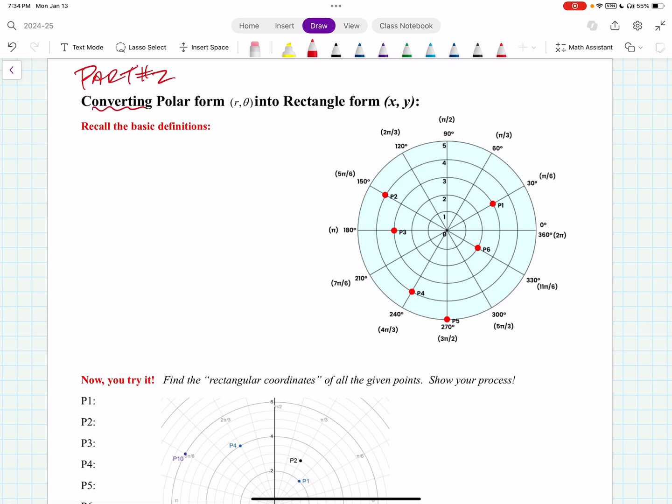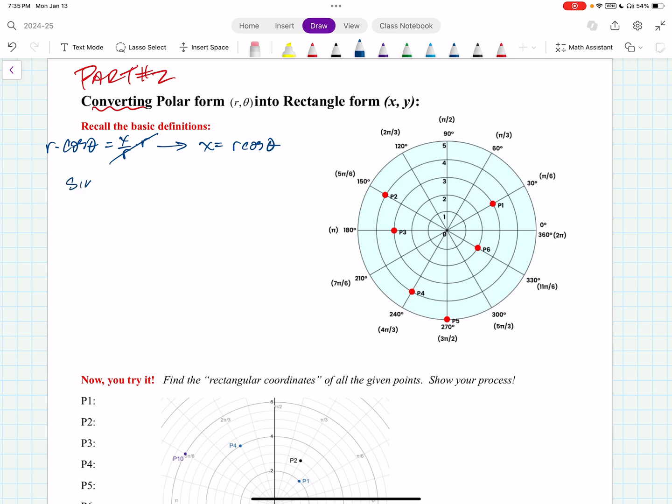Okay, converting. Let's recall the basic definitions of sine and cosine. So cosine of theta is equal to x divided by r. And if you solve for x, we multiply both sides by r, and what do we get? We get x is equal to r cosine theta. Okay, so that's how you find the x coordinate.